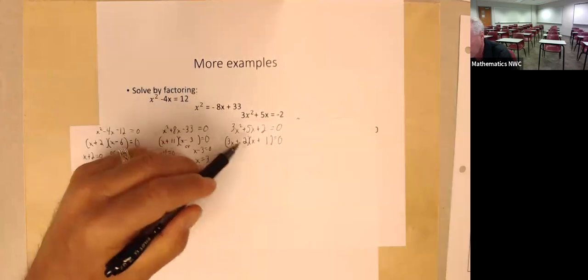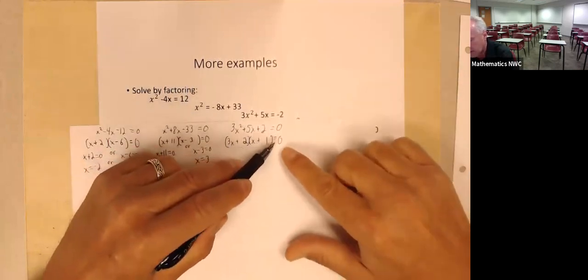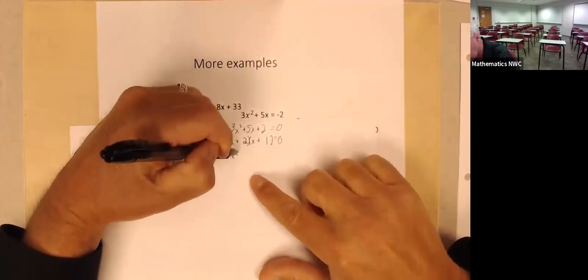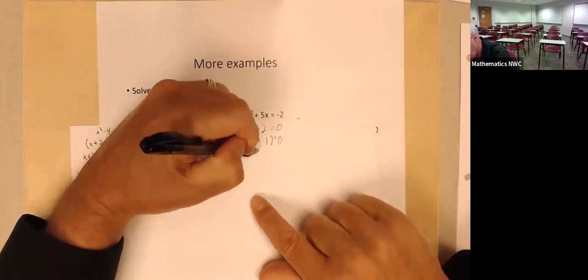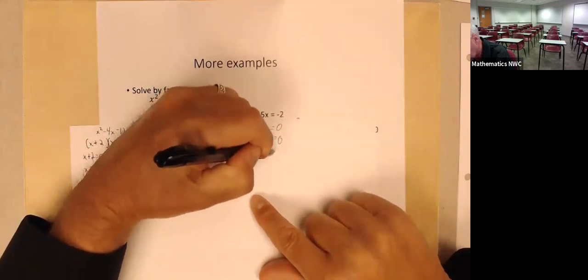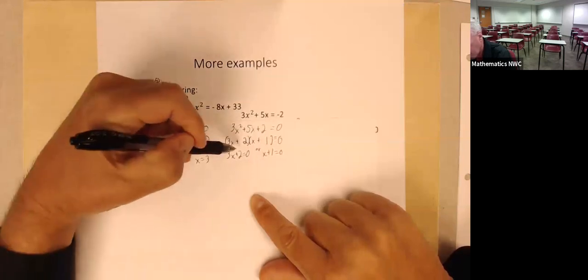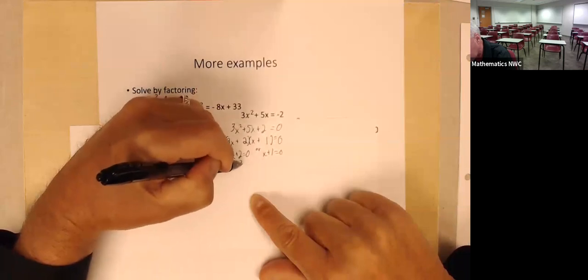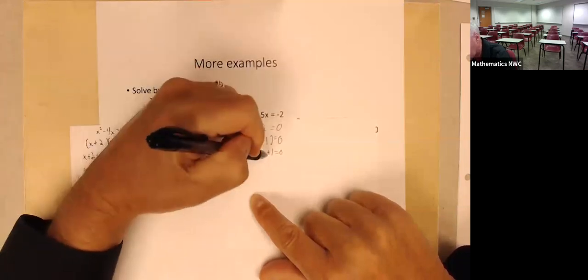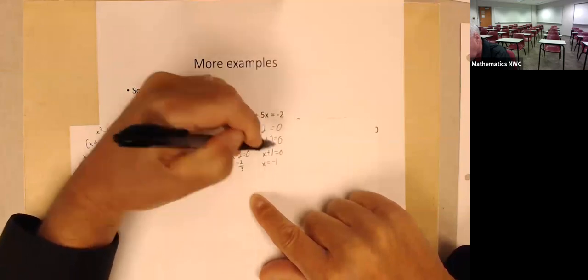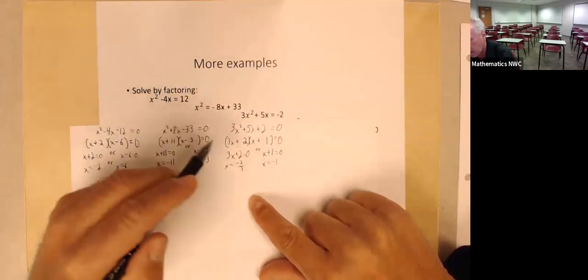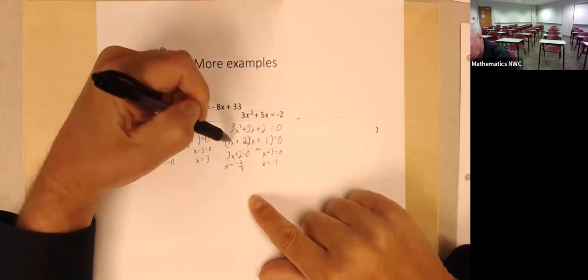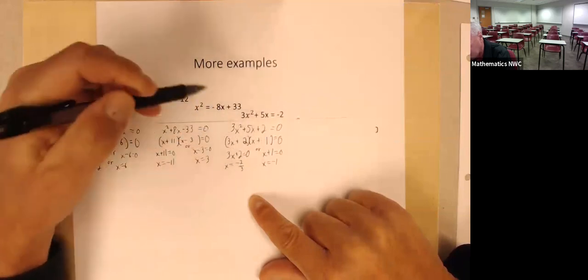Now again, I have parentheses times parentheses equal to 0. It means either the first one must be 0, or the second one, x plus 1, must be 0. Then I bring the 2 over and divide by 3 now. When I bring the 2 over, it's negative. Divide by 3, I get a fraction. This one, I just bring the 1 over. And those are my 2 answers. Notice when that coefficient is not 1, we have to be more careful with the factors, and we likely get a fractional number there.